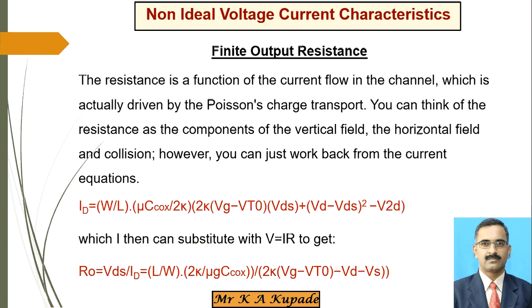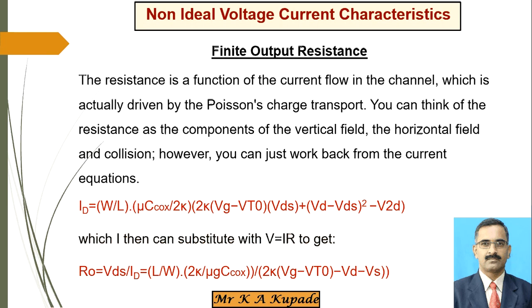And that equation considers the width, length, the capacitance of the channel, constants, the gate voltage, the threshold voltage, and the voltage applied from drain to source. All these things are considered in this ID equation. And from that equation, as we know that V is equal to IR, what we have to consider here is VDS upon that ID.